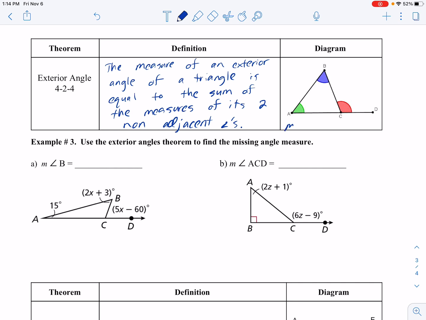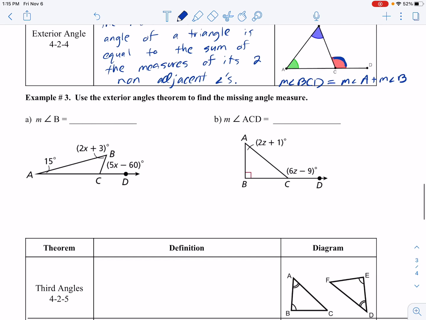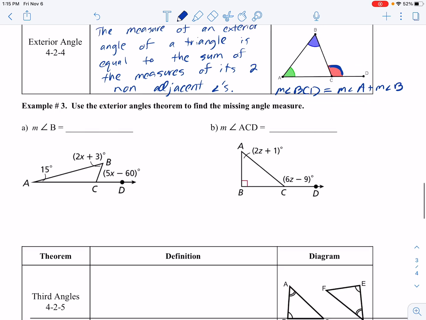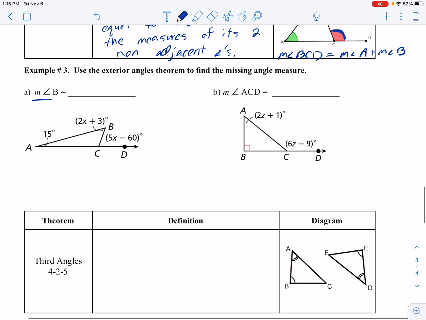The measure of angle BCD, located in the exterior, this angle right here, equals the measure of angle A plus the measure of angle B. Okay. We're going to use that down here in these two examples to solve for a variable and plug it in to find whatever angle you're asked to here. So we're asked to find angle B. This 5x minus 60, that's our exterior angle. So our equation should be 5x minus 60 equals these two non-adjacent angles, 15 plus 2x plus 3. We're going to solve for x.